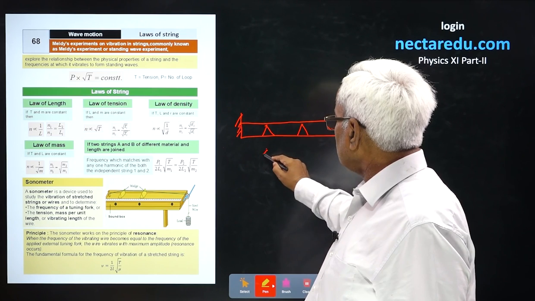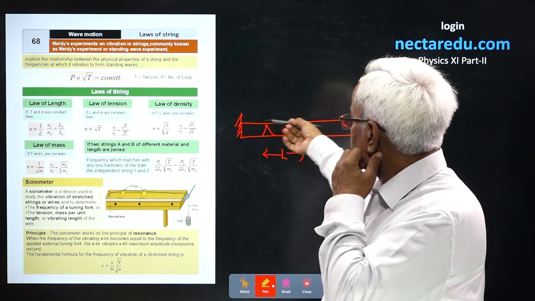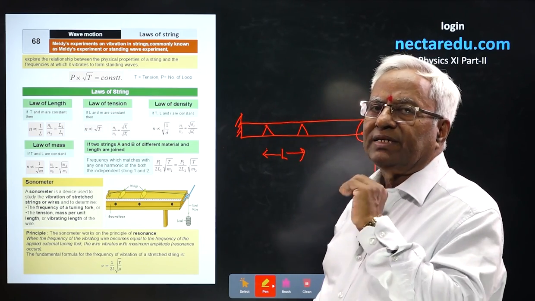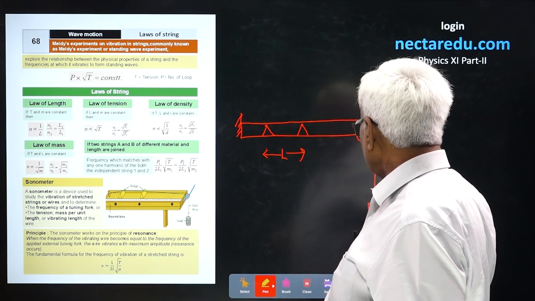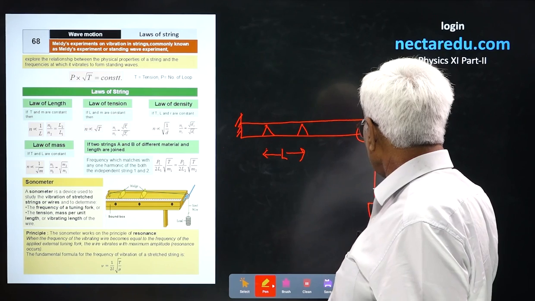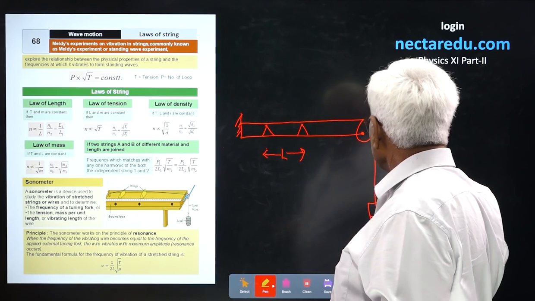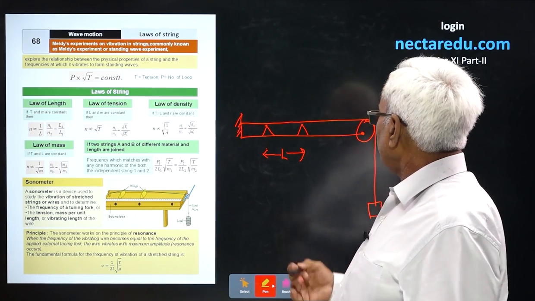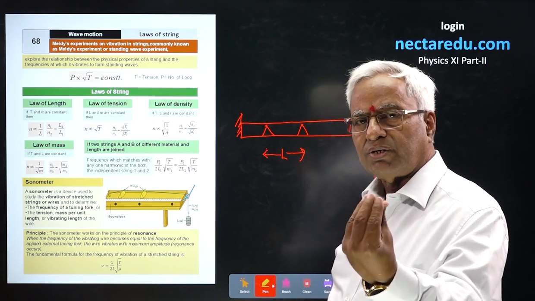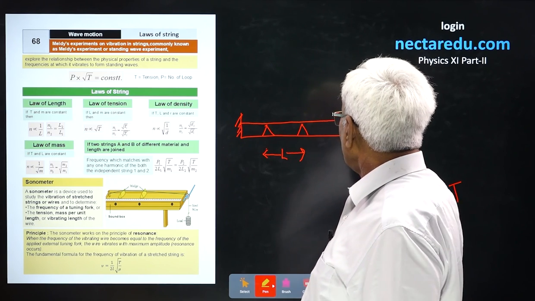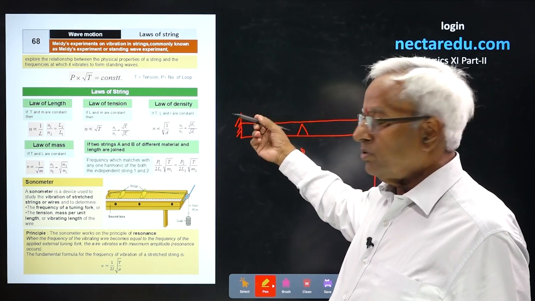Between these two knife edges, the effective length is considered. In fact, the total length is not going to oscillate, and that is not a point of concern for us. We consider this effective length. We put some weight here, and its load or gravitational weight is capable of producing the tension in the string. We bring the oscillating tuning fork, its stem is brought in contact with the table, and then obviously waves will be produced in the string also.